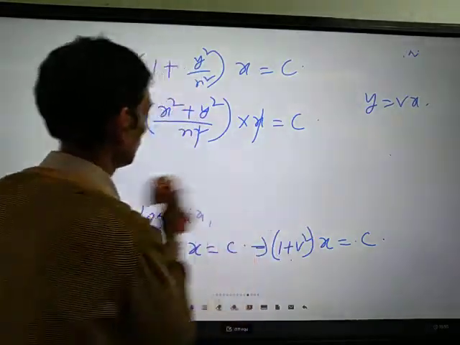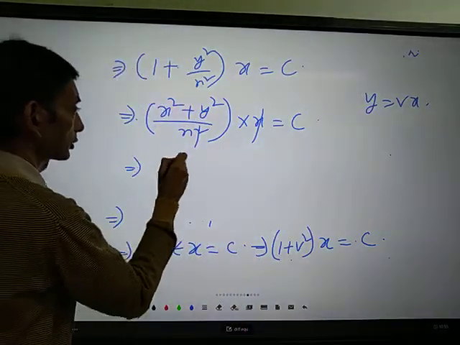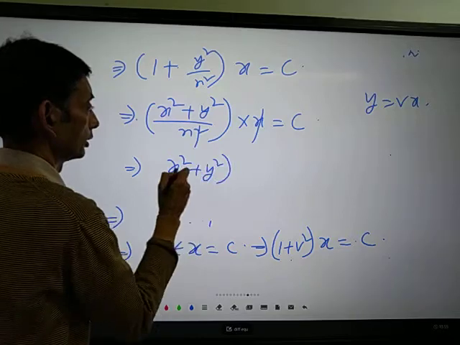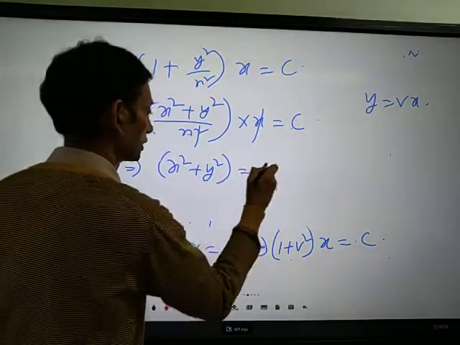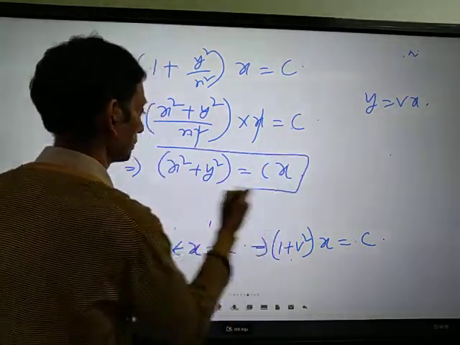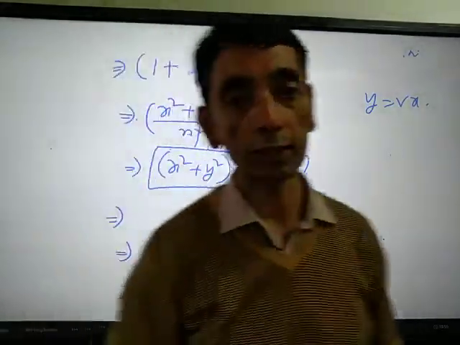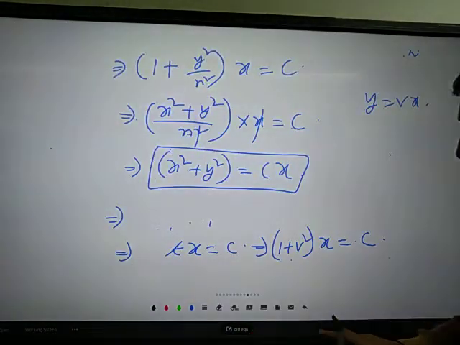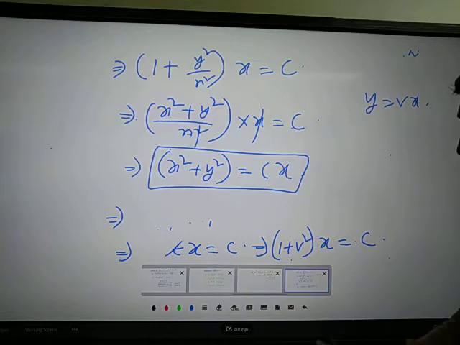So finally, what is the answer? x square plus y square. This x you can multiply with this dx, which is the required solution of the given homogeneous differential equation.